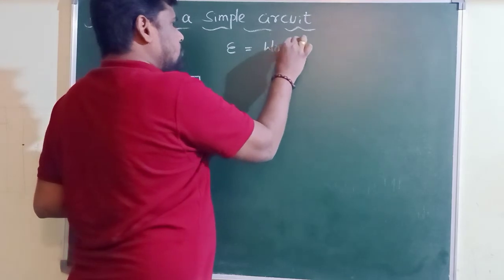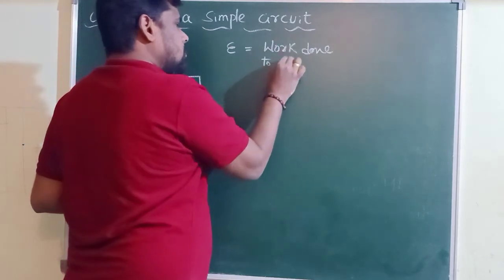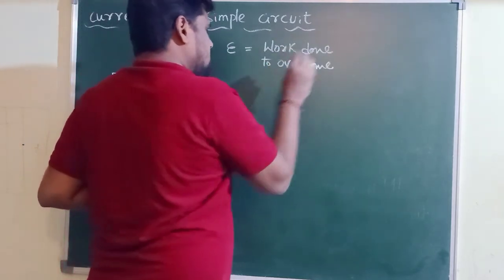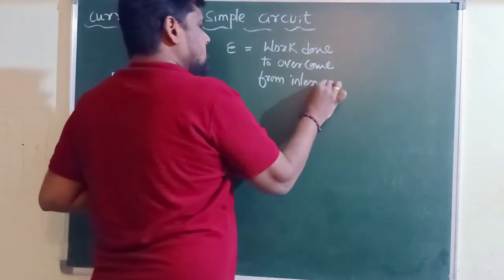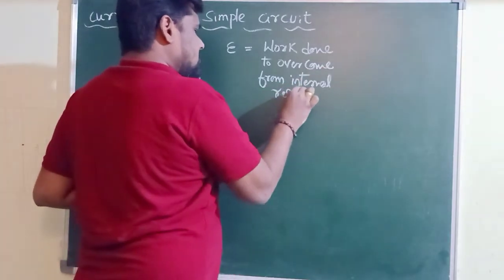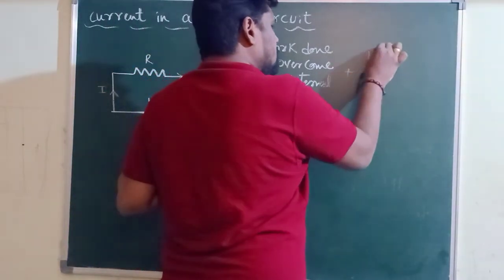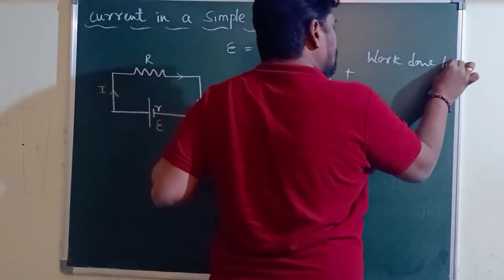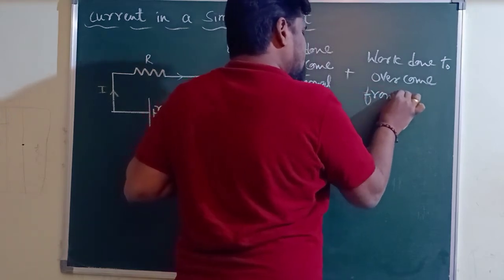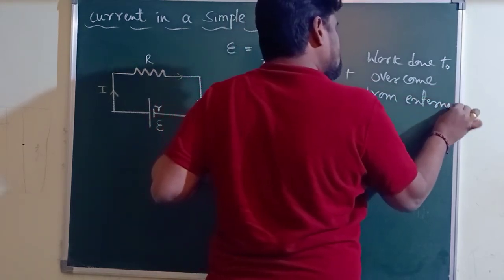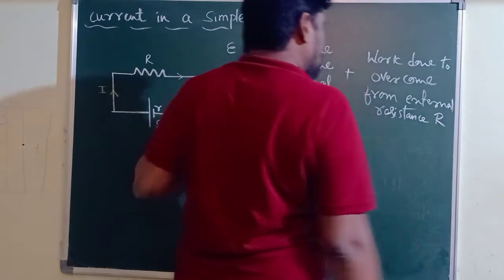First purpose is work done to overcome the internal resistance, plus work done to overcome the external resistance, capital R. There are two works.